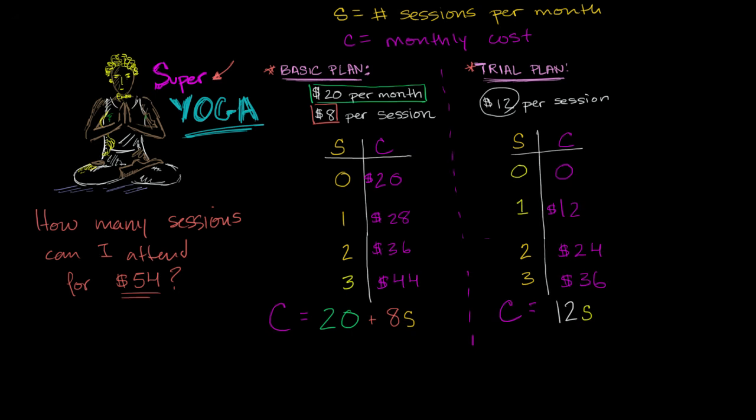Well, let's think about this a little bit. My cost now is going to be $54. $54 is C, my monthly cost. So 54 is going to be equal to $12 per session times the number of sessions. Now I've set up this equation. In order to answer this question, I just need to figure out what number of sessions satisfies it. Now this s is an unknown variable. What number of sessions times 12 is equal to 54?